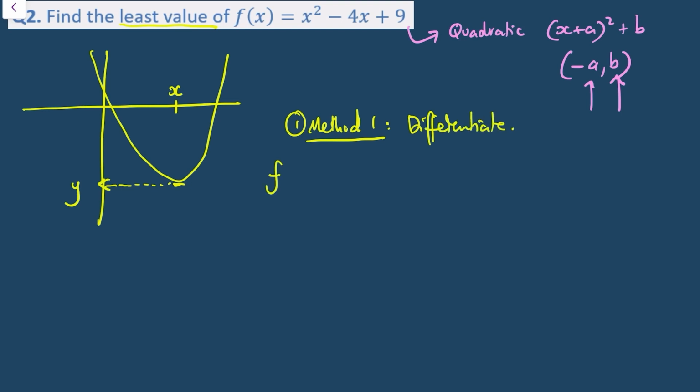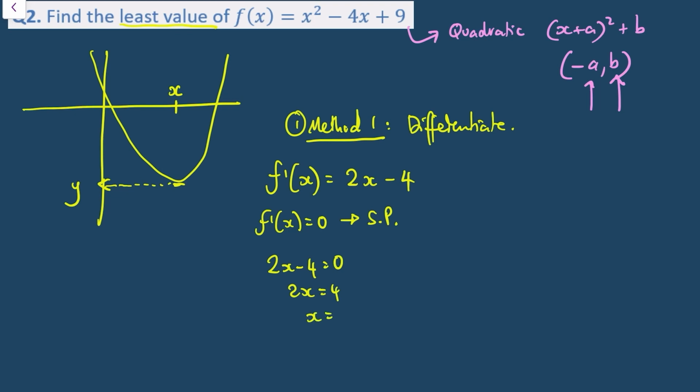Okay, I'm going to find the gradient function, which is 2x minus 4. I know that when the gradient function is equal to 0, I have a turning point, a stationary point, or a vertex. So I'm going to let this equal 0. So 2x is equal to 4, and therefore x is equal to 2, which makes sense. When x is equal to 2, I have a turning point.